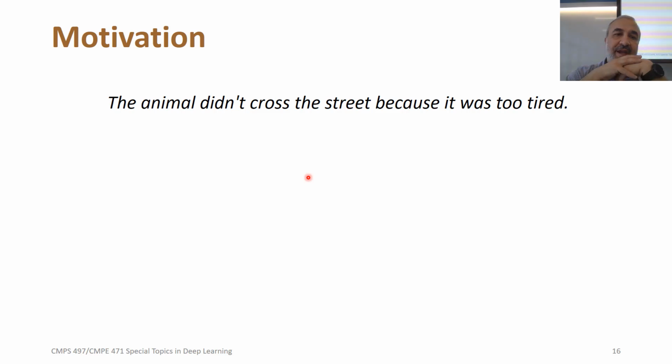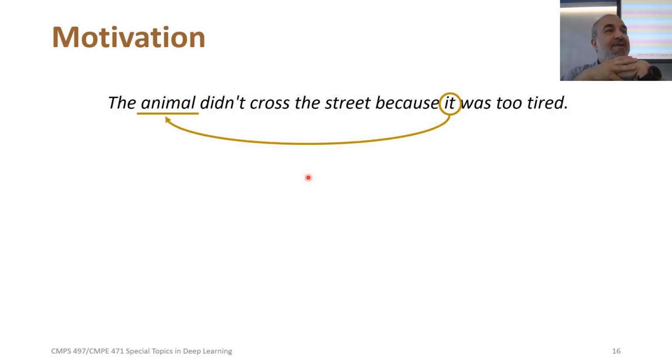The second one is motivated by the two examples that you will see on this slide. Look at this sentence: The animal didn't cross the street because it was too tired. If I told you, "it" here refers to what? The animal, right? Everyone will agree on that. So in this sentence, the representation of "it" should be close to the representation of the word animal.